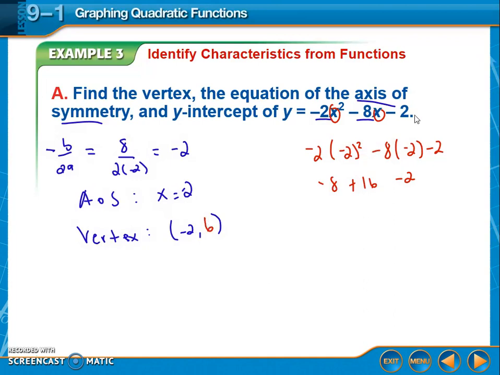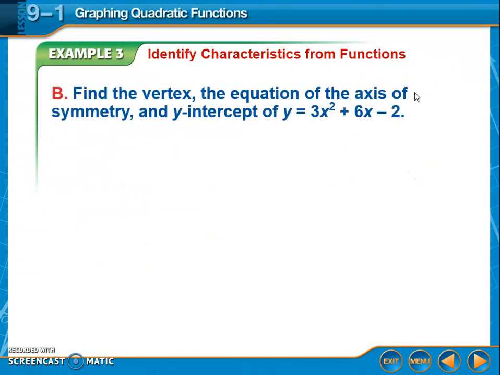And then, right, the last thing in our equation, remember, this is ax squared plus bx plus c. So c is always the y-intercept. So my y-intercept is (0, -2), or negative 2.